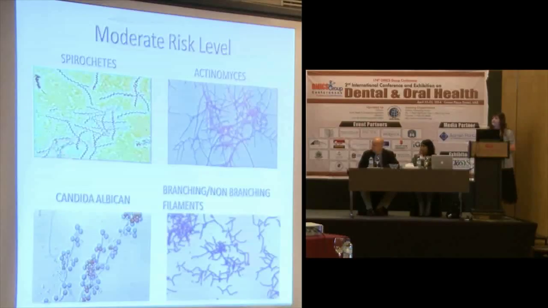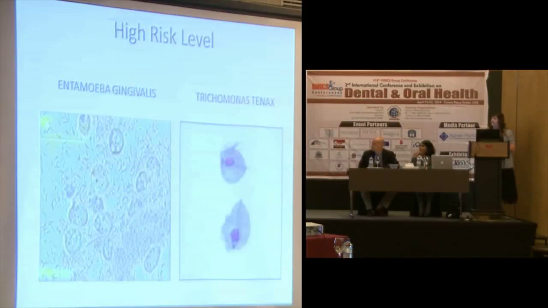Now, when you're looking at the spirochetes, you have different sizes of them. Sometimes they're very small, sometimes they're quite large. They are all different species, but right now we don't identify which species they are. High-risk level bacteria are your amoebas and then your trichomonads.